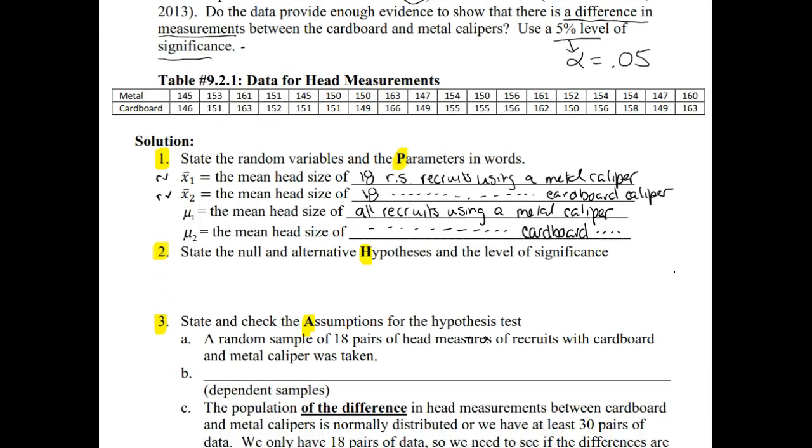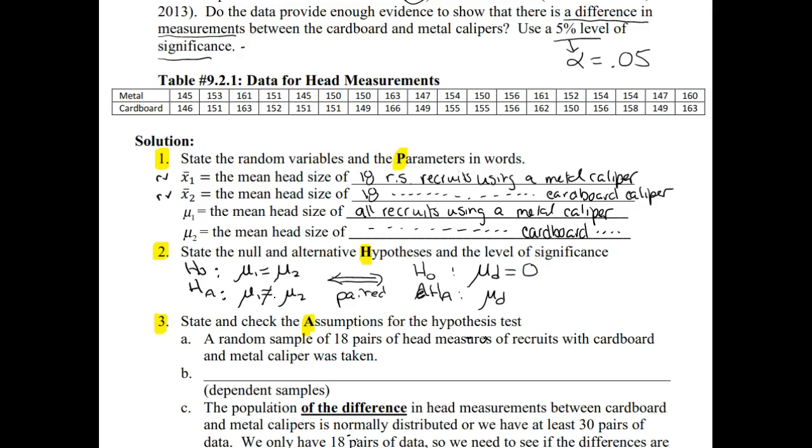Alright, so the H in PHANTOMS is to set up our hypotheses. In this case, we've got two groups, so we're going to start with mu 1 and mu 2. H0 is always equals. In this case, we want to test for a difference. So we haven't looked at a two-tailed test yet in one of these examples. But again, since we have paired data, we're going to rewrite that using this new parameter mu sub d. So either that difference is equal to 0 or, in this case, not equal to 0.